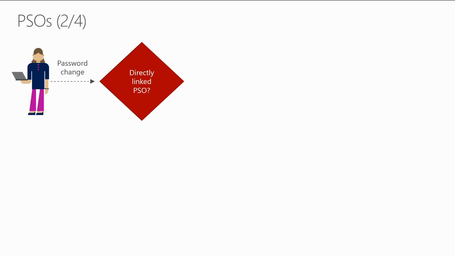So let's take a look at this. The first thing that happens during a password change, we find out if there's any directly linked PSOs. A directly linked PSO is a PSO that is set to apply to one user. Doesn't happen often. It's not generally best practice. You'd typically use groups, but that's a directly linked PSO.